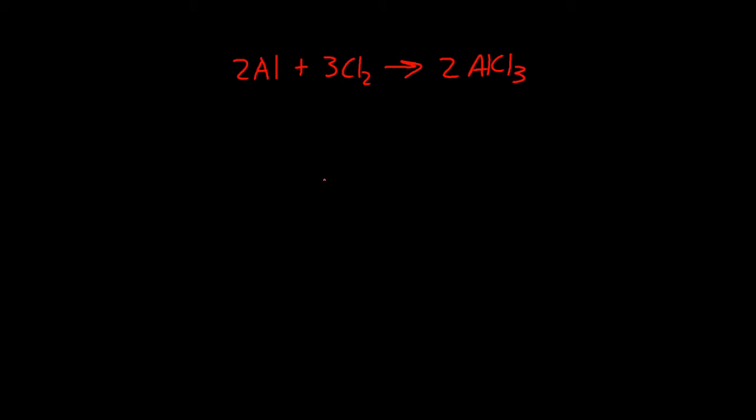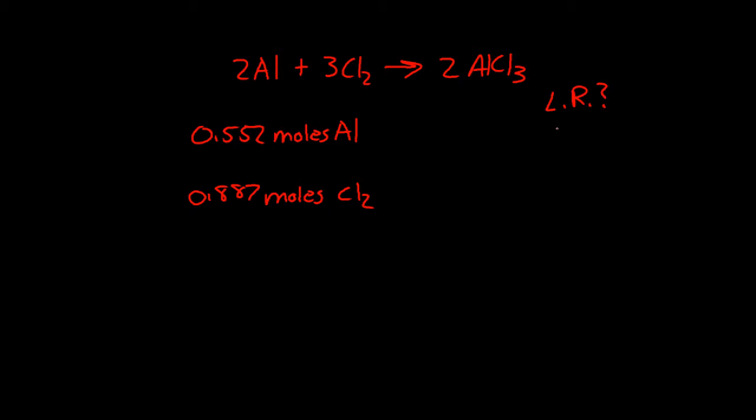If you begin with 0.552 moles of aluminum and 0.887 moles of chlorine, what is the limiting reactant and theoretical yield of AlCl3 in moles? So we're trying to find the limiting reactant, and we're trying to find the theoretical yield.